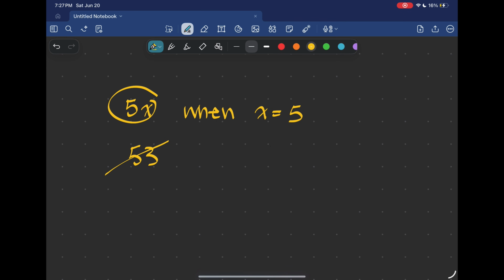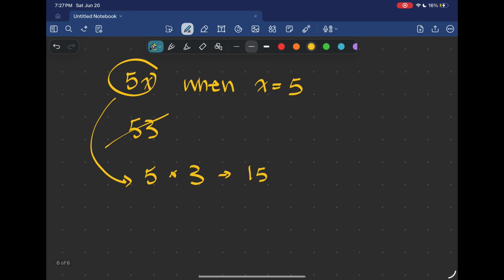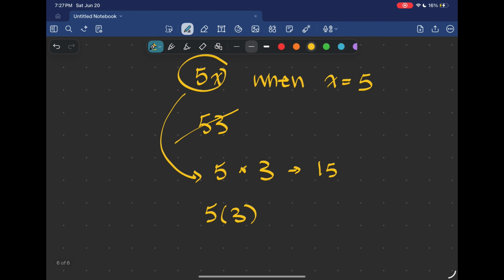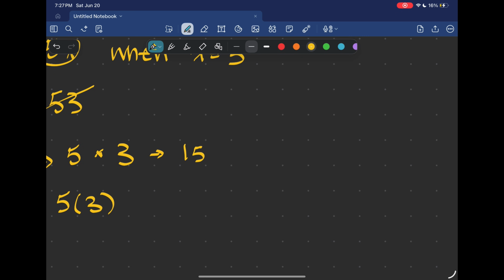This means multiplication. So the answer would be 15. That's why it's better to put the number that is being substituted in parentheses, 5 times 3, so you don't get confused with the number 53.